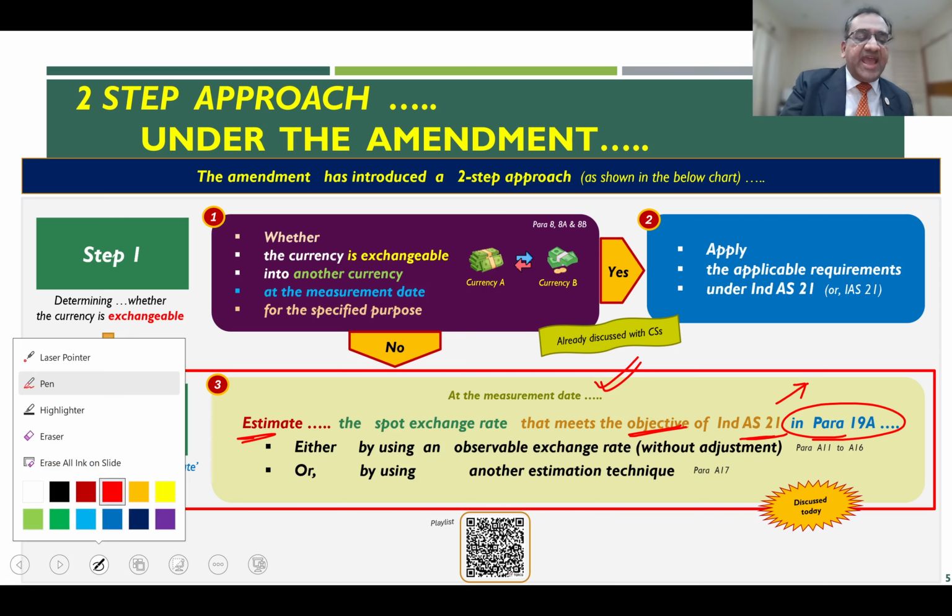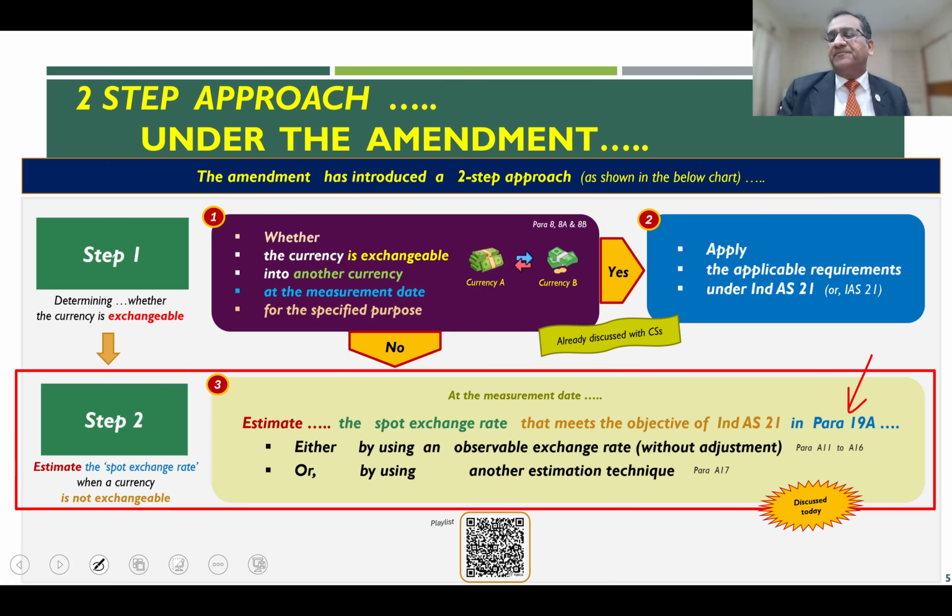Now paragraph 19A is a newly inserted paragraph which talks about what is the objective of estimating such spot exchange rate. So therefore, whichever method the entity applies to estimate the spot exchange rate under step 2, the overarching requirement is that such estimated rate should meet the objective as contemplated under the newly introduced paragraph 19A, and that is something which we will see in the subsequent slides.